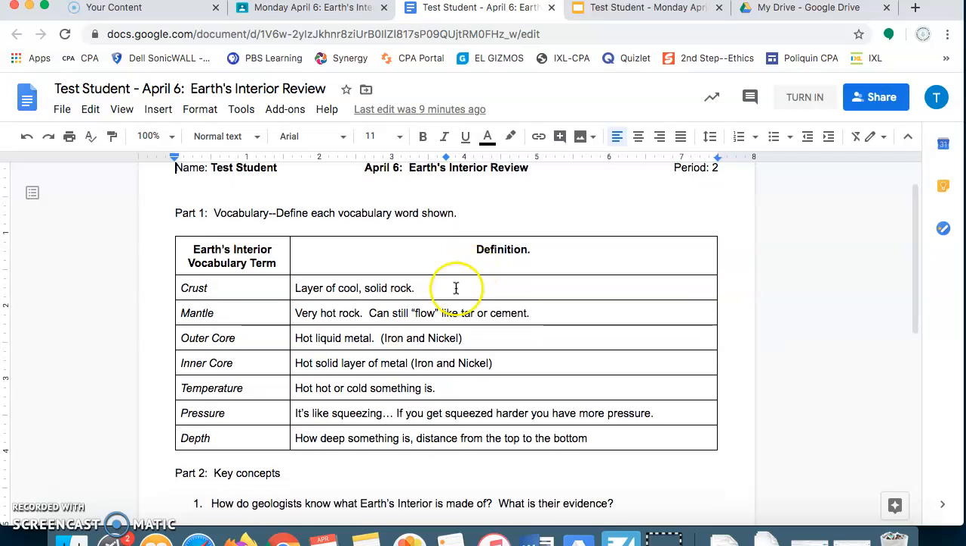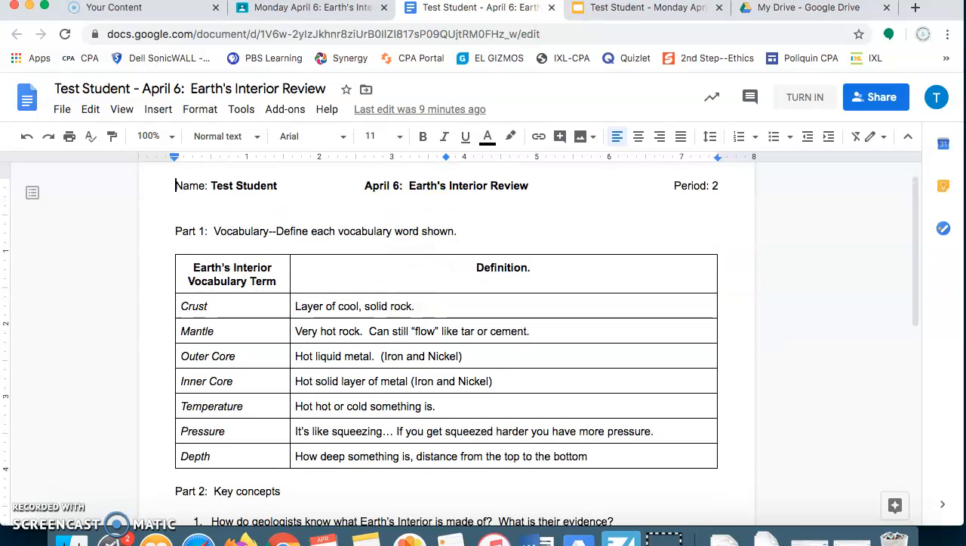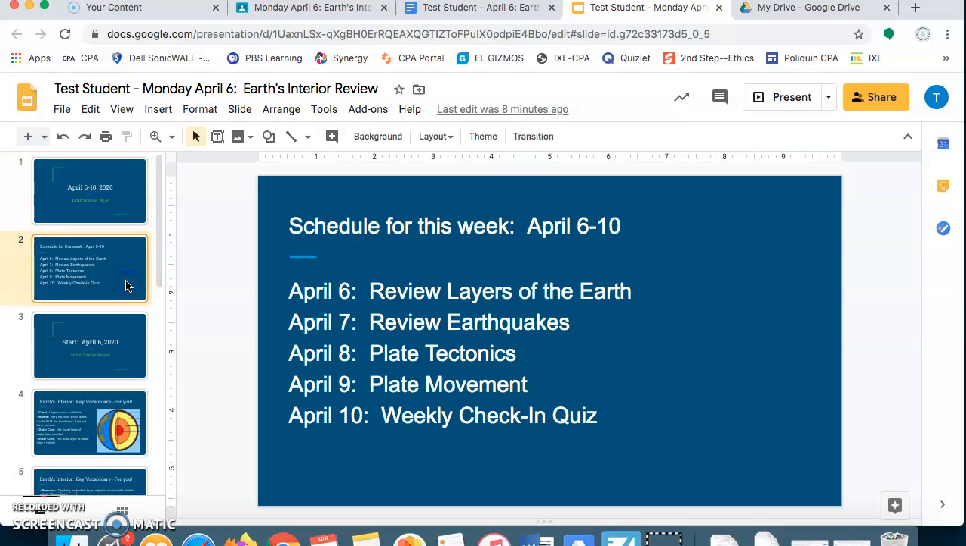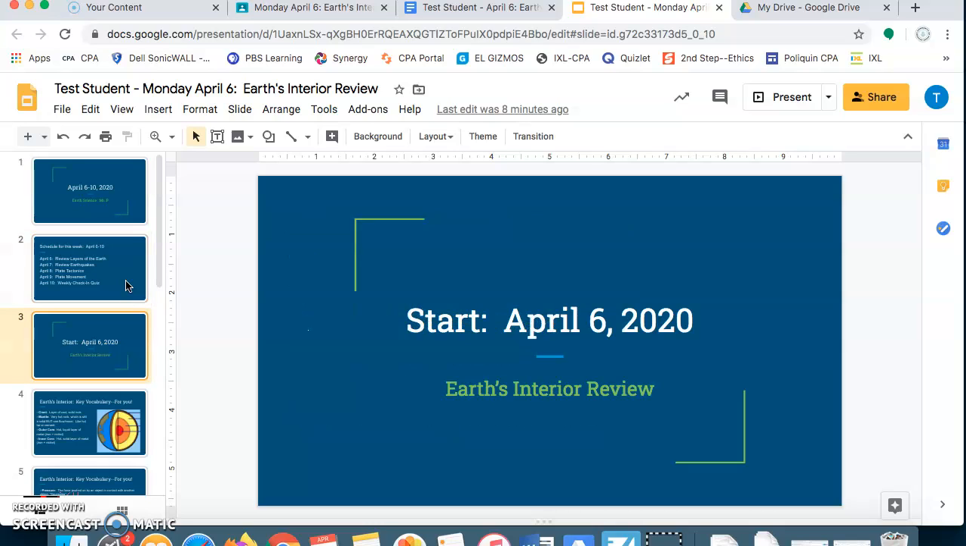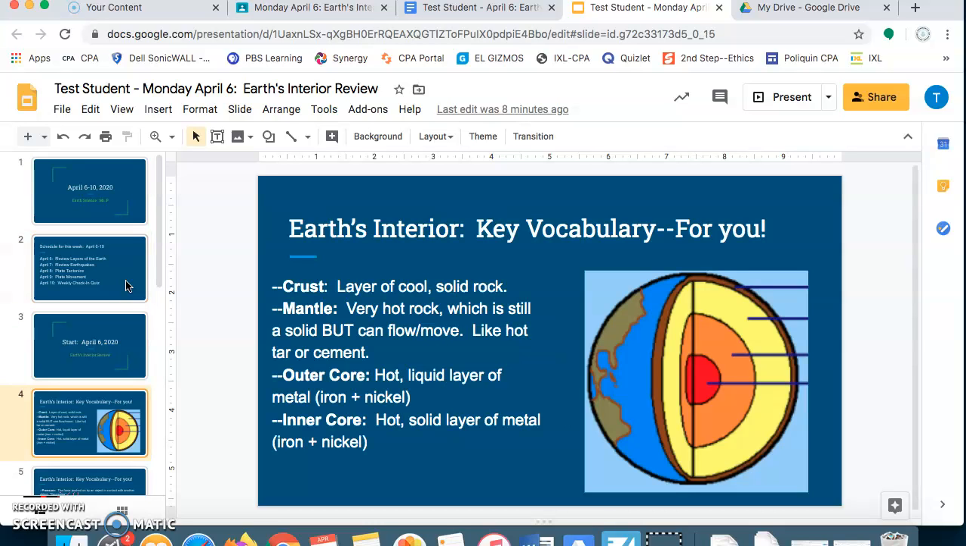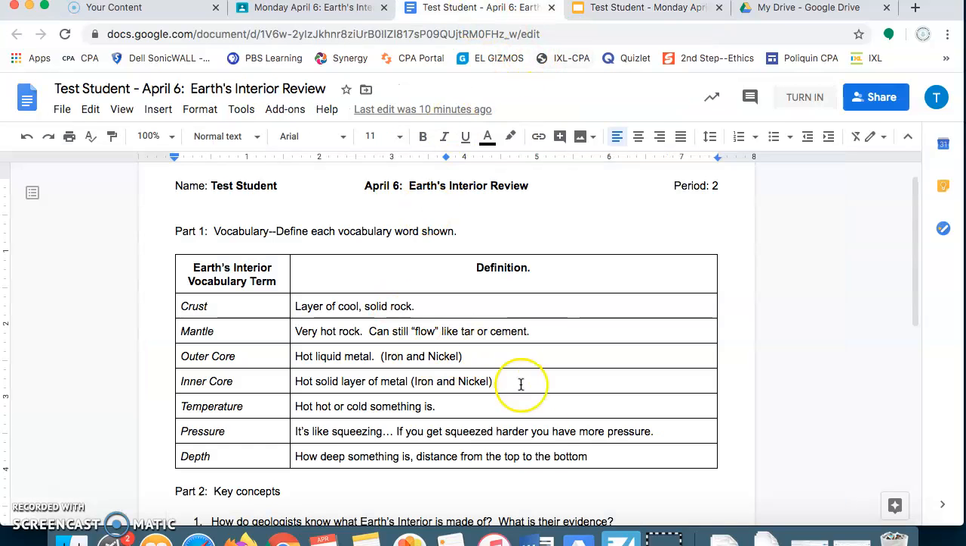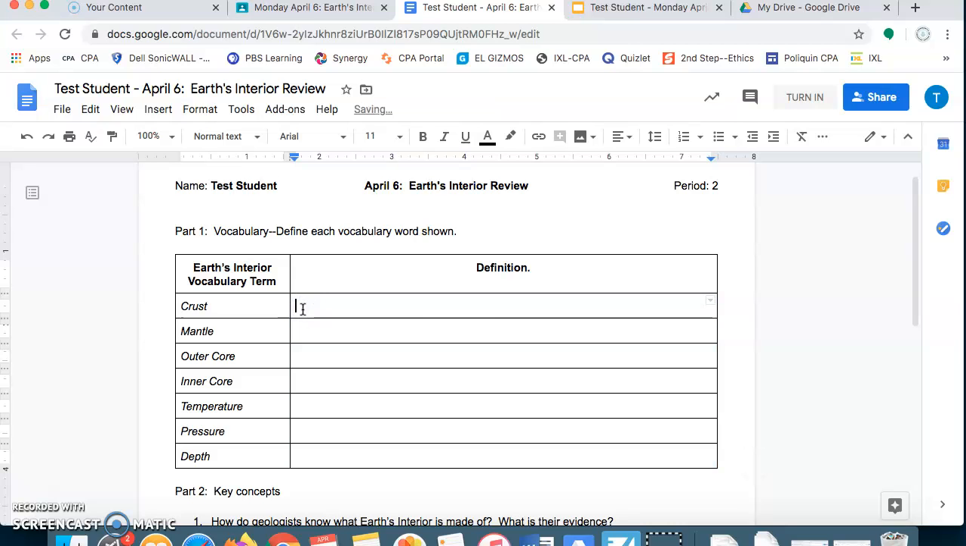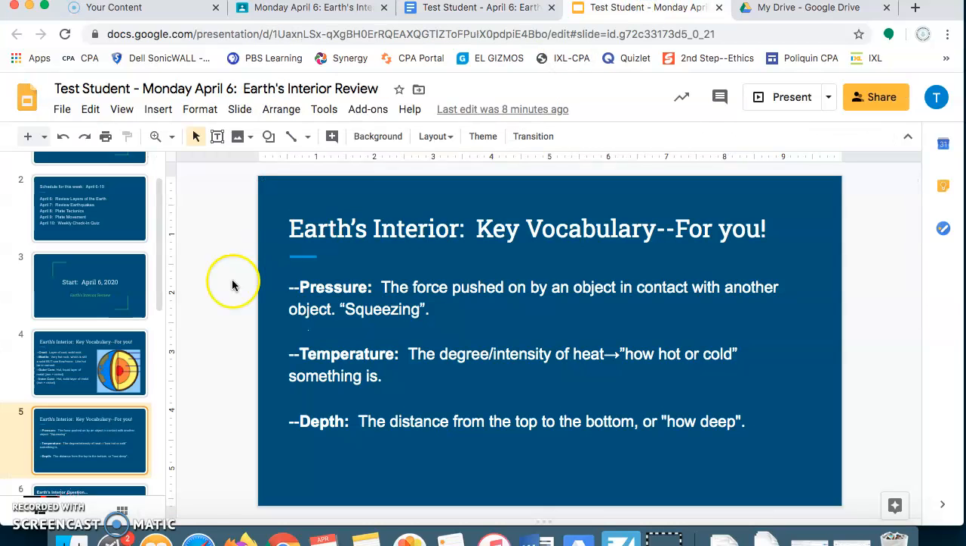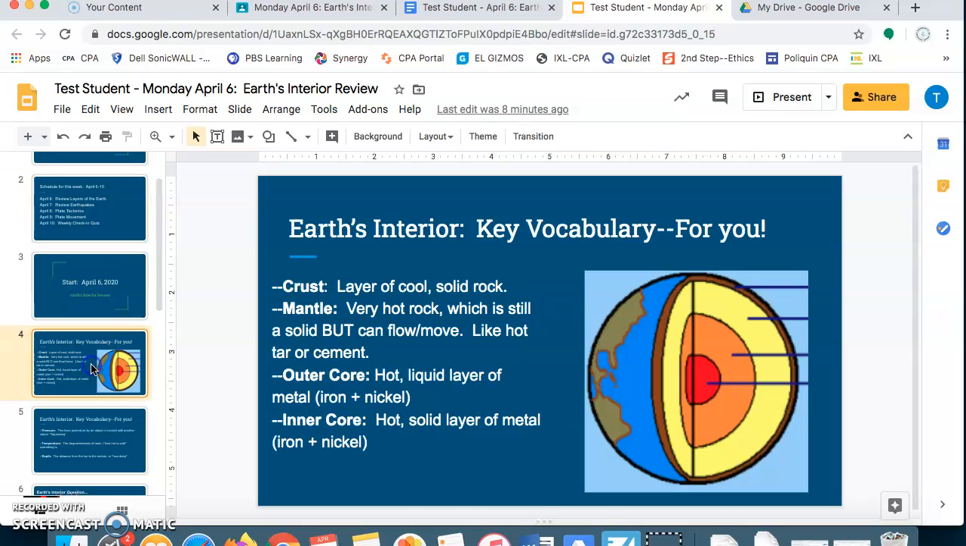So I did this in the first video, but I defined each vocabulary word shown. And where did I find it? Well, first there's the schedule of what we're doing this week. But when I start April 6th, oh, look at that, Earth's interior, key vocabulary. I defined crust, mantle, outer core, and inner core on one slide. And then I defined pressure, temperature, and depth in another. My challenge to you is trying to find it in your own words as best you can, okay?